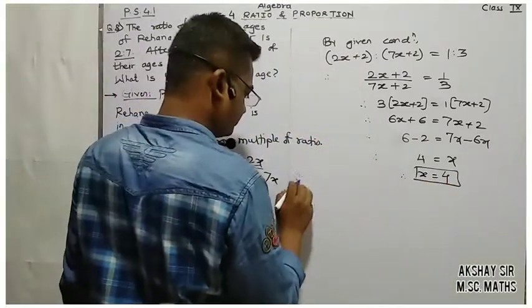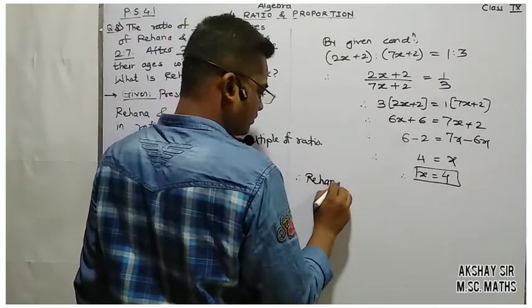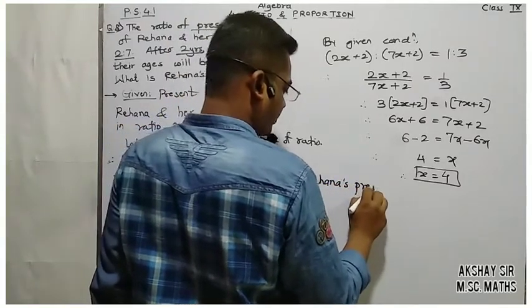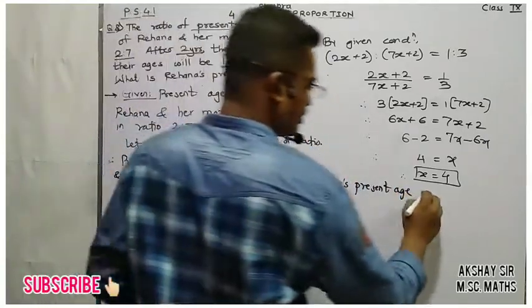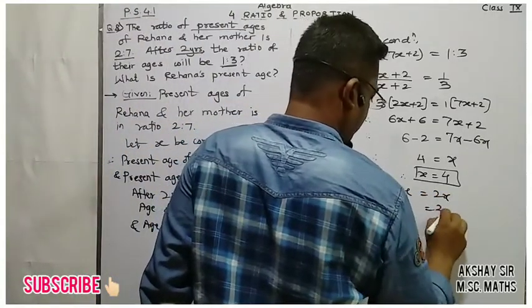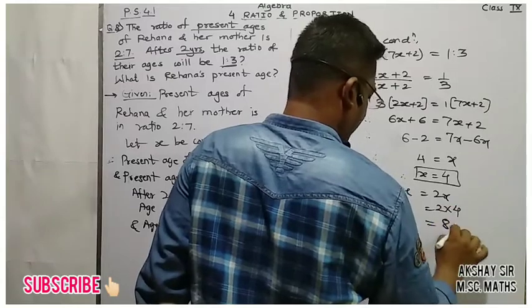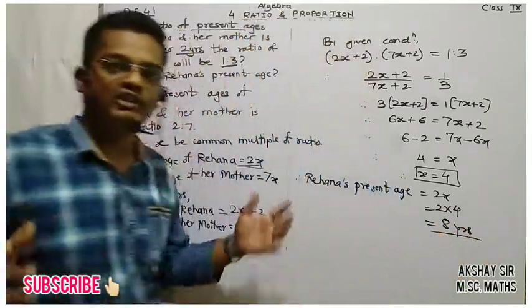So Rihanna's present age, we have taken it as 2x, so it will be 2 into 4, that is 8 years. That's it for the solution.